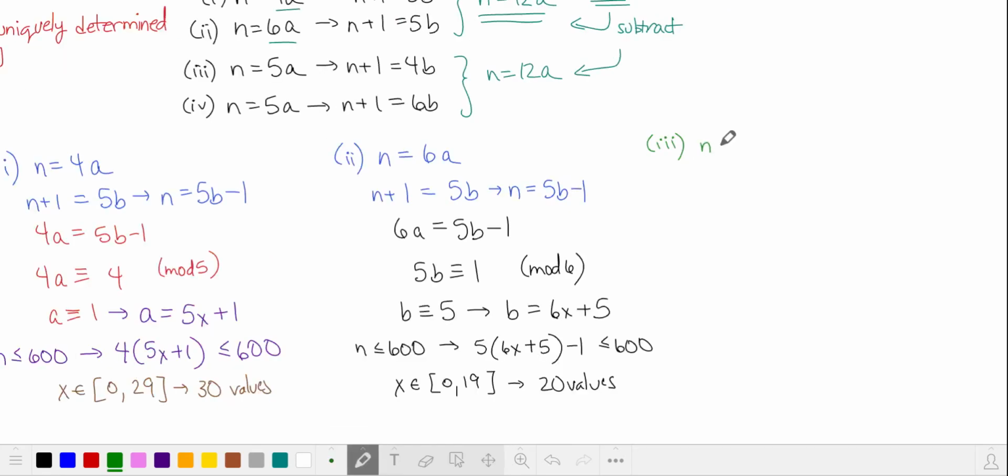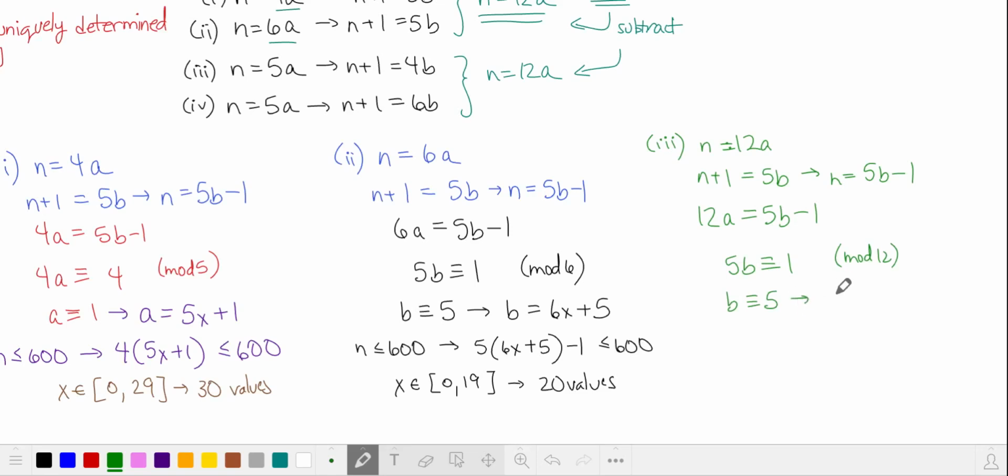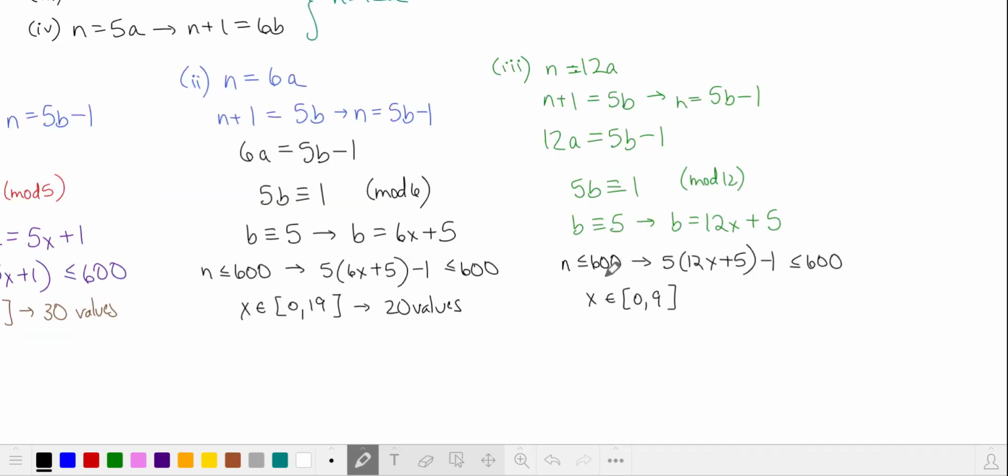Since we double counted the numbers that are multiples of 12, we're going to subtract the solution to this system. We'll set these equal to each other. In mod 12, 5b is equivalent to 1. So b is equivalent to 5, and it's 5 more than a multiple of 12. Counting the number of solutions less than or equal to 600, we substitute for n. Solving for x, x is an integer between 0 and 9. This gives us 10 values which have been counted twice in the previous two cases, so we'll subtract this.